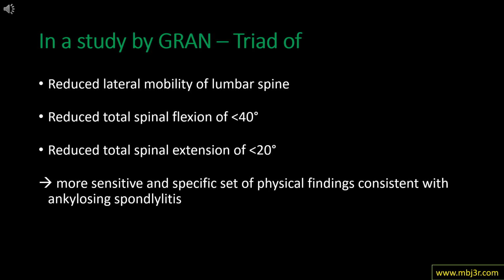In a study by Gran, reduced lateral mobility of the lumbar spine, reduced total spinal flexion by less than 40 degrees, and reduced total spinal extension by less than 20 degrees were a more sensitive and specific test of physical findings consistent with ankylosing spondylitis.